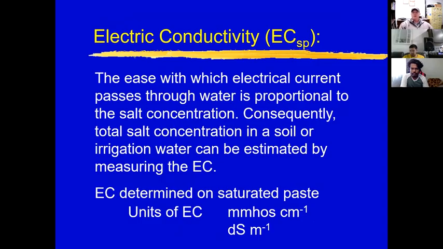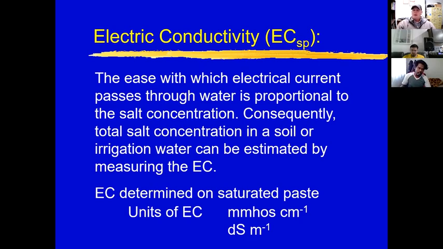Okay, so we measure salts with electrical conductivity, and there's a couple ways of doing it. We typically make an interpretation off the EC result from a saturated paste. So that's what this ECSP stands for. What a saturated paste is, we'll take a soil sample and basically make a mud sickle out of it. And we suck the juice off of it. And we measure the electrical conductivity in that water that gets sucked out of the sample.